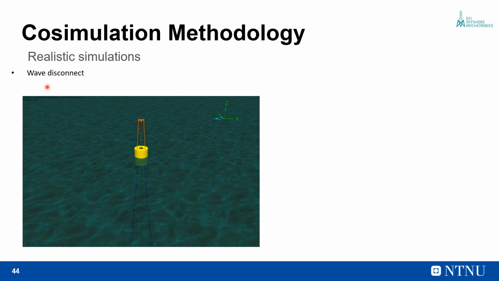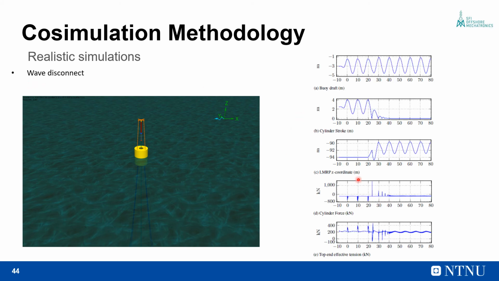Let us look at a case of the wave disconnect. In this case, we have deliberately chosen the waves to be high enough that when the buoy rides the wave crest, the piston hits the gland end of the cylinder. And so we expect a spike in the effective tension of the riser stack, as shown by the effective tension plot. There are spikes when the buoy rides the crest of the wave.